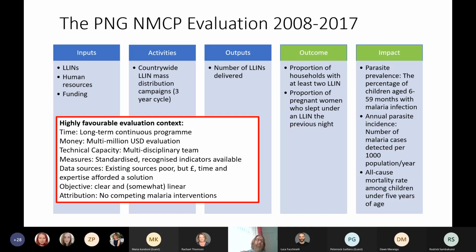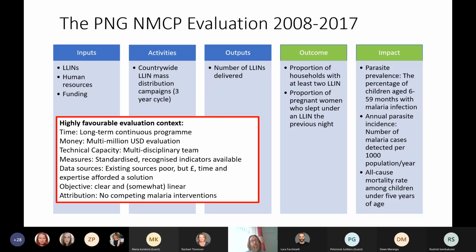Now, some factors that make a logic model sensible to use in the context of the PNG program are as follows. Firstly, there was time. This program started in 2008 and in some form is continuing. So it's into its 13th year now. So you have that time to measure impact, because remember, impact measures require time. So if you're within the context of your project, you don't have that time, then it's a very difficult thing to try and measure.